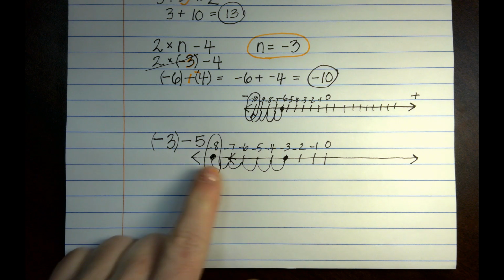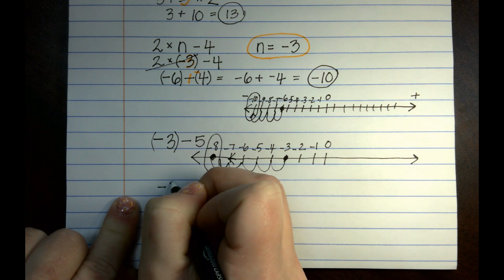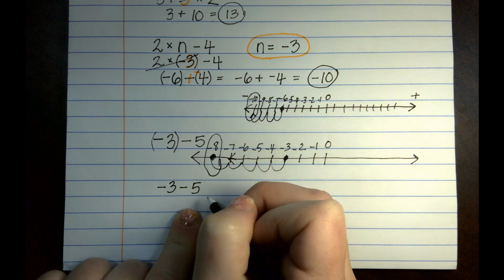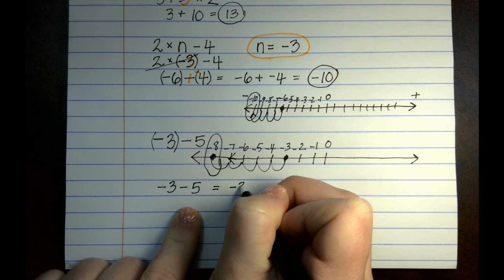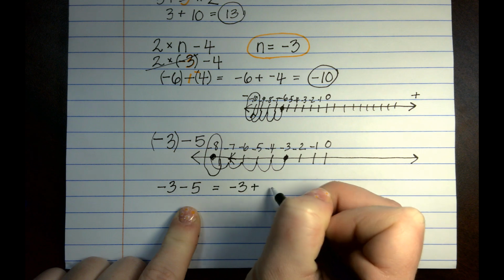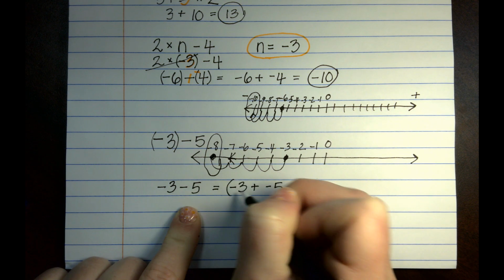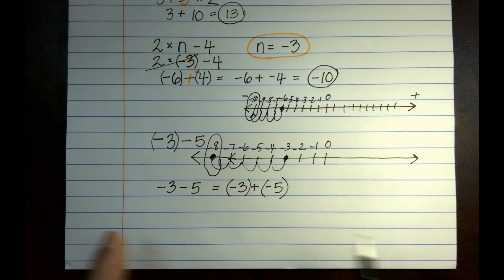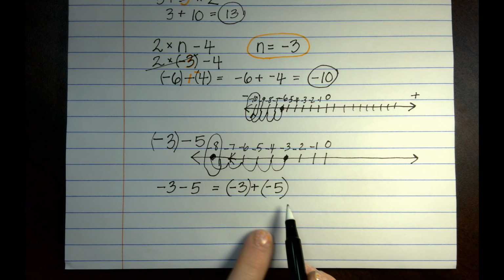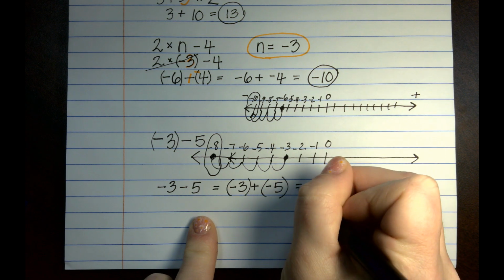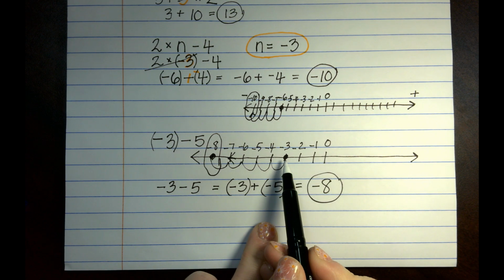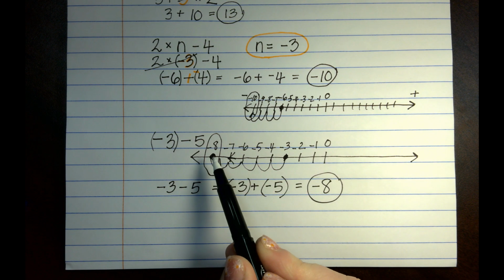So you can see if I have negative 3 minus 5, it's the same thing as negative 3 plus negative 5. Because 3 plus 5 is 8. Negative 3 plus negative 5 is negative 8. And you can see if we start at negative 3 and take away 5, we do land on negative 8.